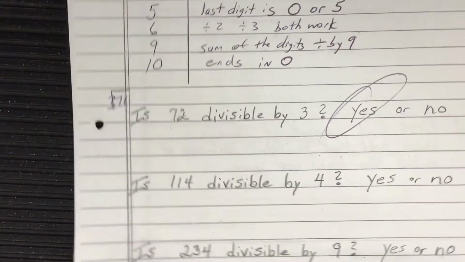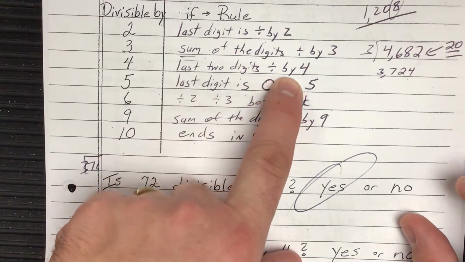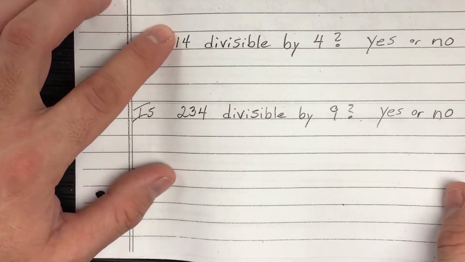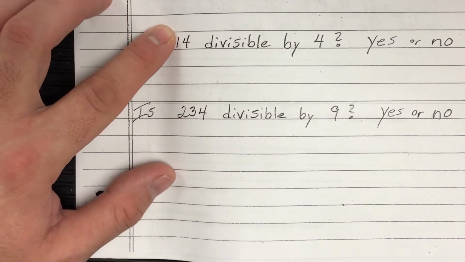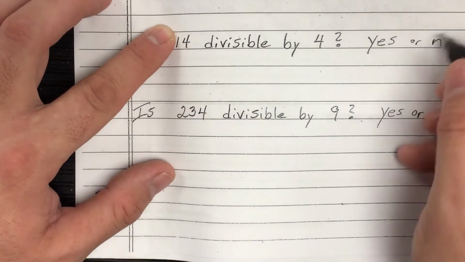114 divisible by 4. Well, what's the rule for 4? Last 2 digits are divisible by 4. Oh, yes. Okay, so let's look at the last 2 digits. 14. Does 4 go into 14 perfectly? No. Goes into 12. Does not go into 14. The answer is no.